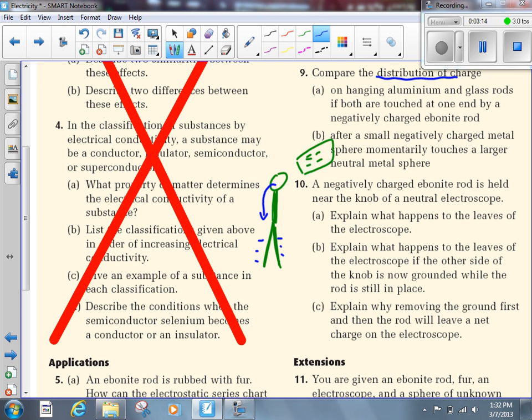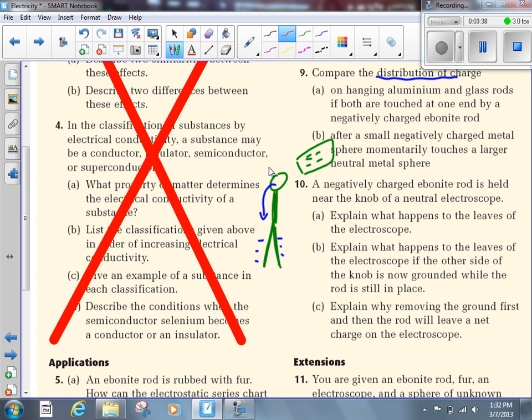What's going to happen to the leaves? They're going to spread apart. Why are they going to spread apart? Because they have just negatives on them? No, they're going to spread apart because they have more negatives than positives on them. Still the same positives that were there before are still there, but now we've got some negatives on there as well that we didn't have before, giving us a net negative charge. Therefore, they separate.